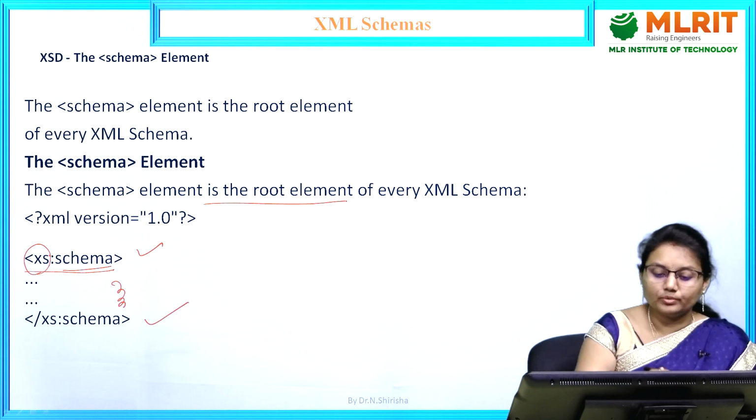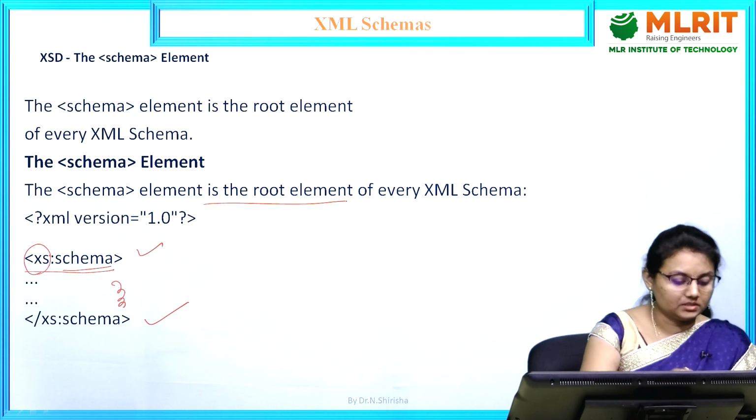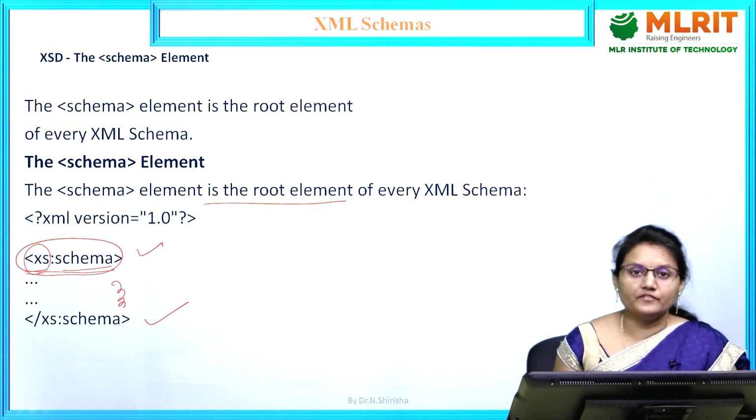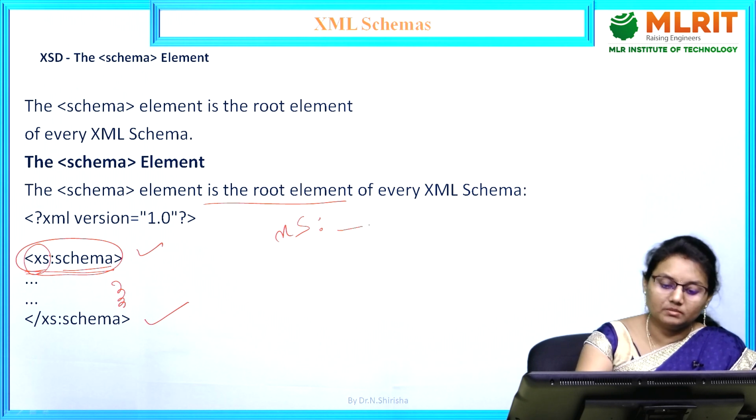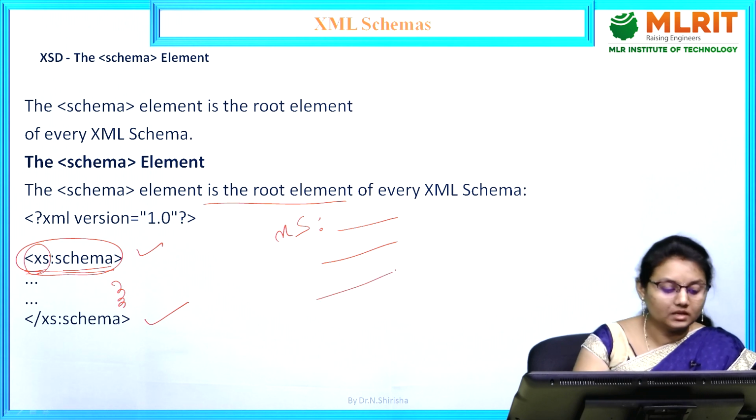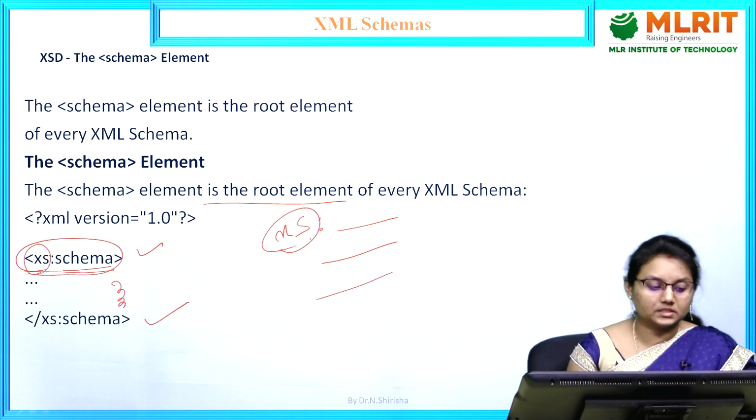The schema element is the root element for every XML schema. Schema element means xs:schema. Here, if you see, every tag will have the prefix xs:. If it is a schema, write schema. If it is a complex type, write complexType. If it is a sequence, write sequence. Like that, for everything you will write xs: and the element.